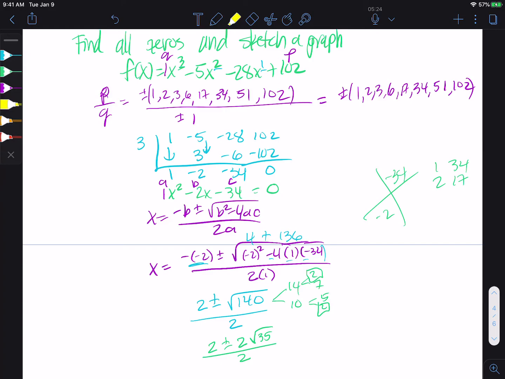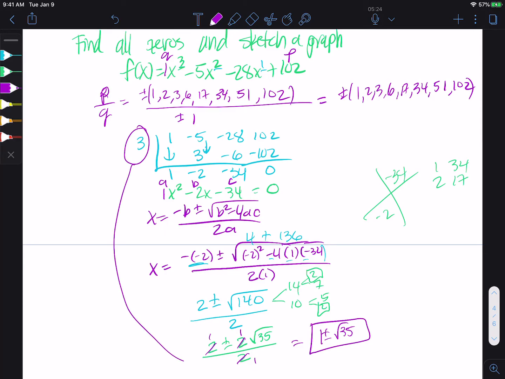But notice each one of these has a 2 in it, right? So we can divide each of them by 2. Right, so 2 goes into 2 once, 2 goes into 2 once, 2 goes into 2 once. So this gives us 1 plus or minus 1 root 35 over 1, which just gives us this part, right? So this is what our x equals, plus, don't forget to add your 3 here, right?